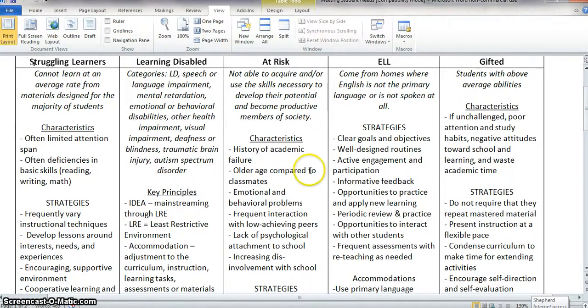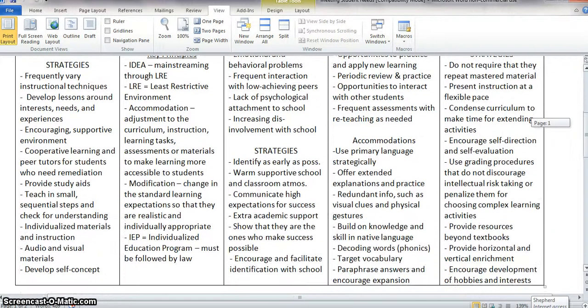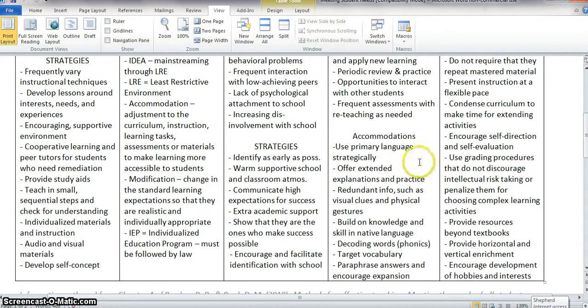These students often have a history of academic failure in the past. They may have already been held back, or they may just be older than their classmates in general. There may be some emotional, behavioral difficulties, and you might find that these students hang out with low-achieving peers. They're with a group who aren't achieving very well to begin with. They're not very attached to the school. They could care less about it many times and can't wait to get out of school. And more we see them disengaging, backing away, and not being involved with school.